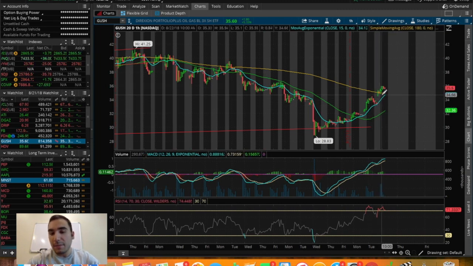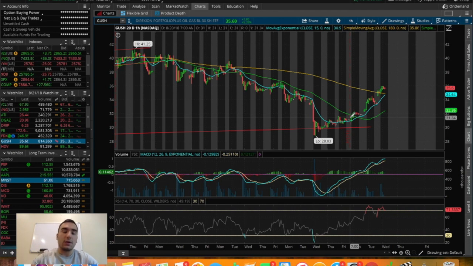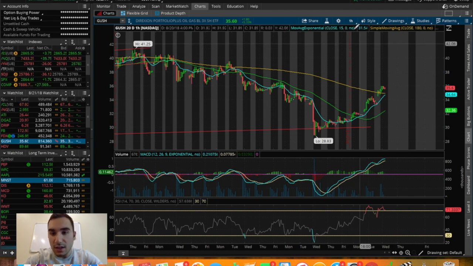And now we notice that the EMA line is about to cross the 180-day SMA line, which is also a very bullish indication, a bullish pattern. So that is how we can use the EMA line in the short term to give us an indication of where the stock's price is moving.